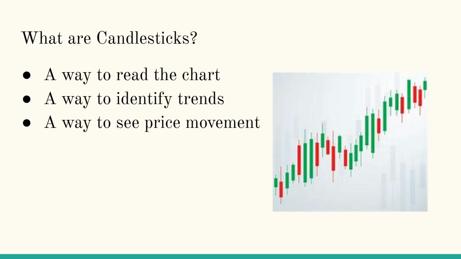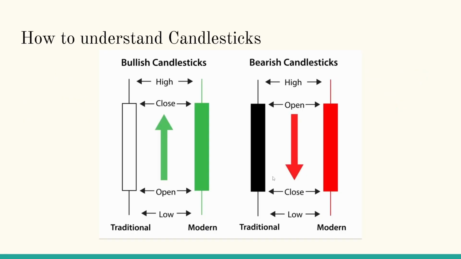So starting with candlesticks, they're a way to read the chart, a way to identify trends, and a way to see price movement. In trading, there are two different terms, bullish and bearish. Bullish means going up, bearish means going down. Traditionally, candlesticks are red and green. We'll look at the bullish one first.